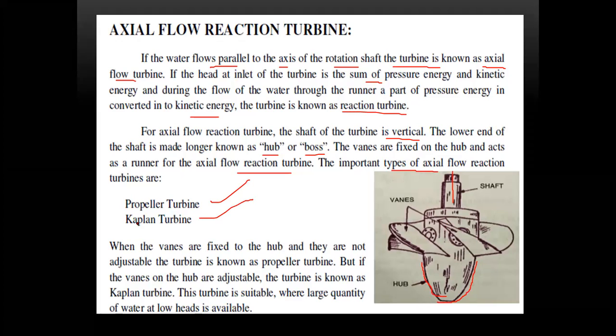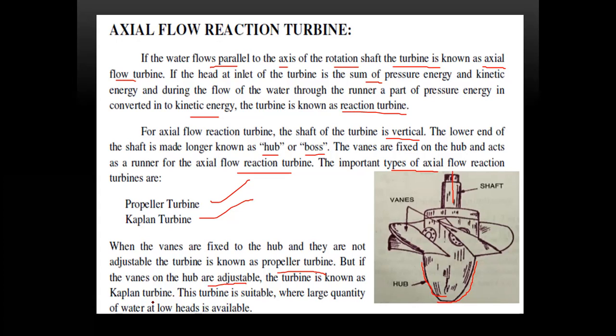When the vanes are fixed to the hub and they are not adjustable, the turbine is known as propeller turbine. Whenever the vanes are fixed to the hub and they are not detachable or adjustable, that type of turbine we are calling a propeller turbine. But if the vanes on the hub are adjustable, then the turbine is known as Kaplan turbine.